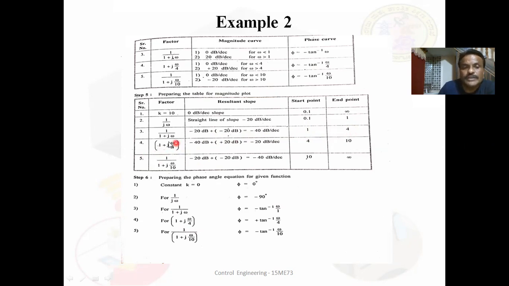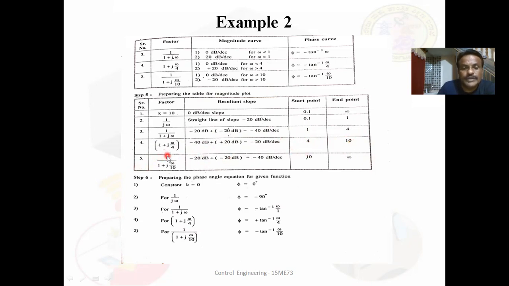Then you take the first order zero 1 plus j omega by 4. The previous slope is minus 40. For this zero it is plus 20 dB. So minus 40 plus 20 is minus 20 dB per decade. It starts at omega equal to 4 and ends at 10 radian per second.